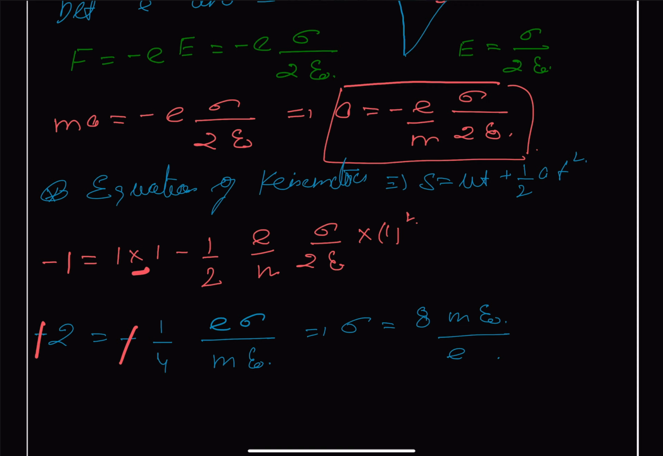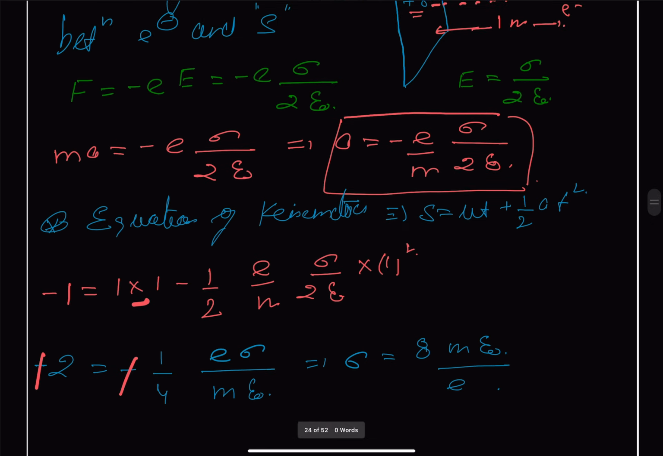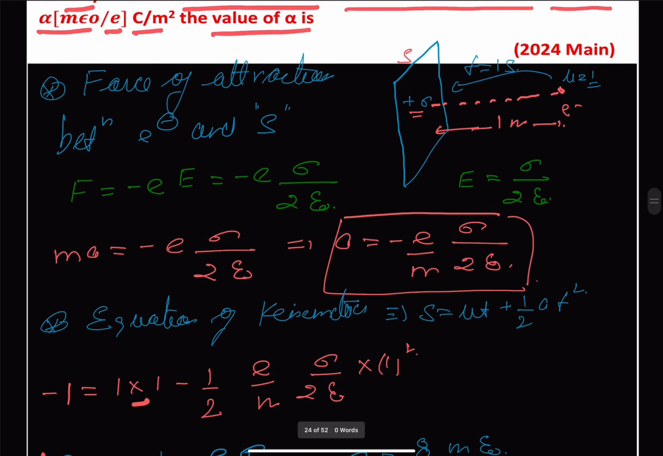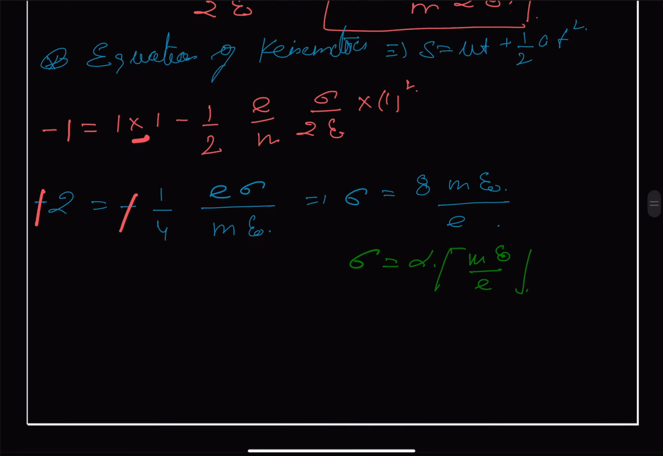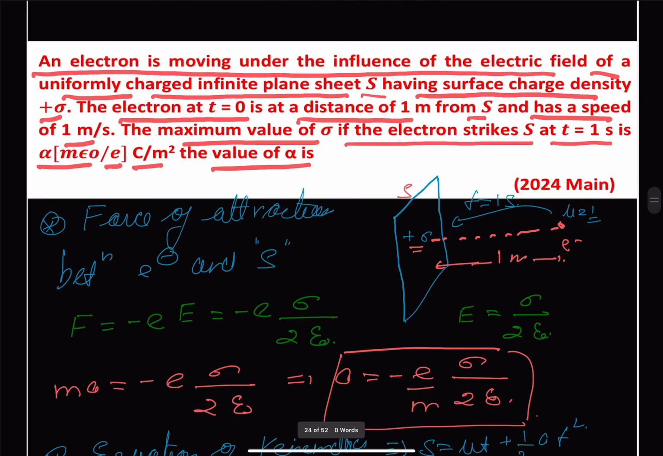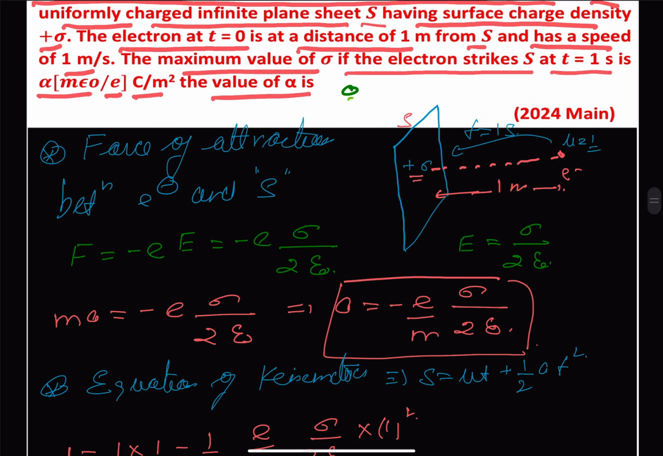Okay, and the given equation for sigma is alpha m epsilon naught upon E. So making a 1:1 comparison, we can clearly see alpha is equal to 8. So the value of alpha is 8. Next question.